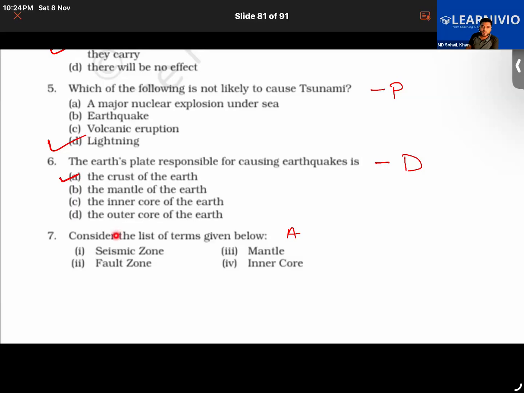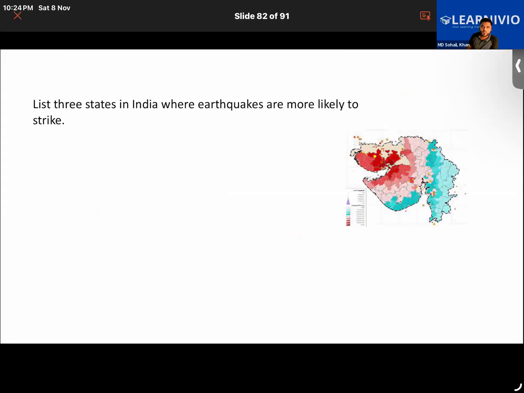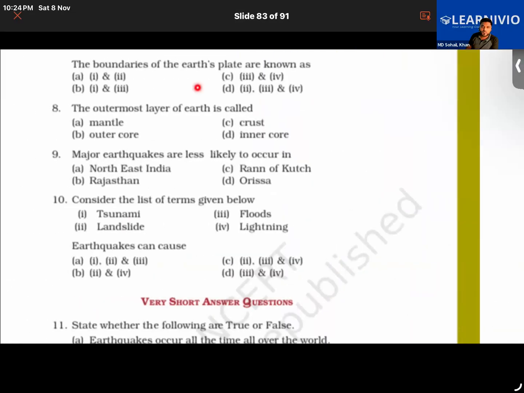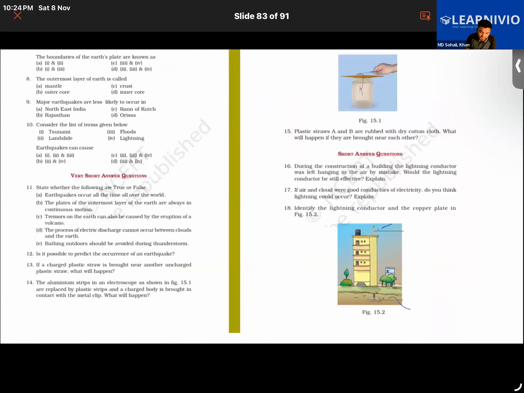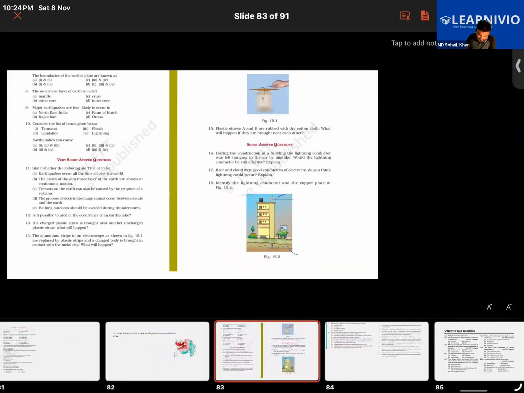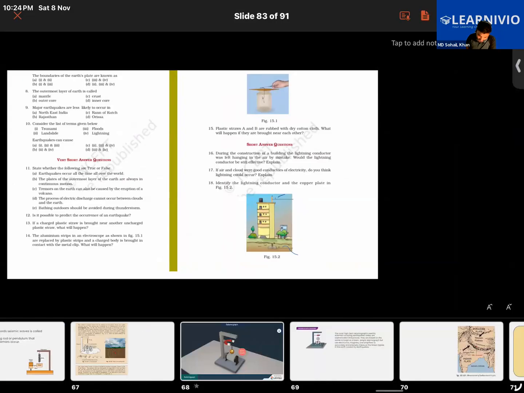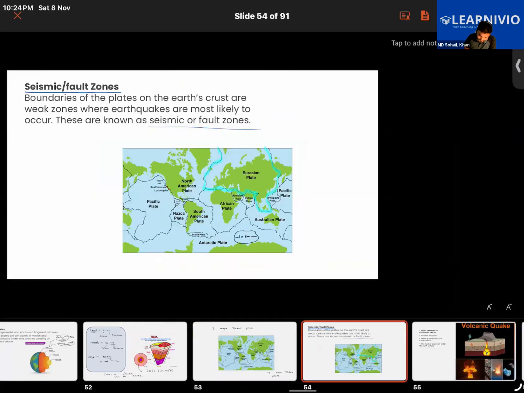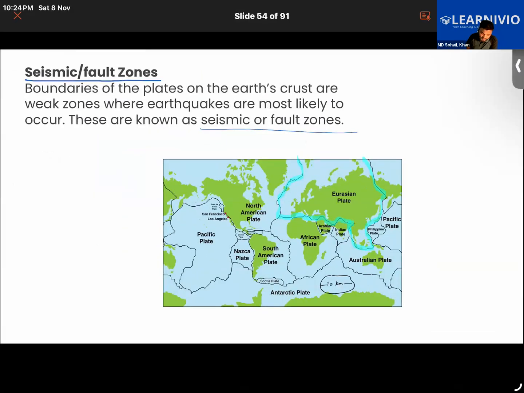Yeah, anyone? Mustafa, what about you? You answered it. Sir, mantle. What are you saying, Abu Bakr? Mantle? Mantle is the second layer of the Earth, no? Question is saying the boundary of the Earth's plate are known as. Look over here, all of you. Look at this image here. Haven't we learned about this? The seismic zone and the fault zone.